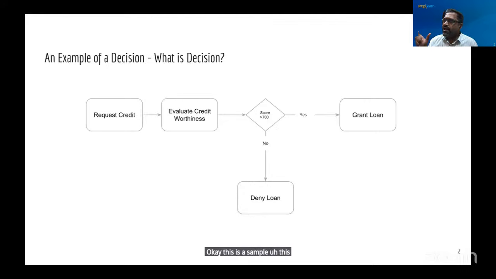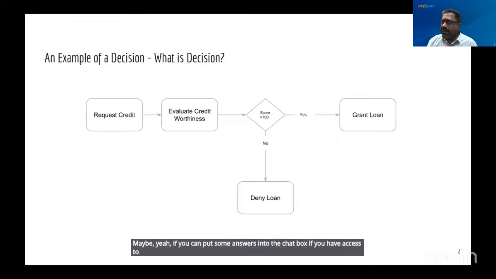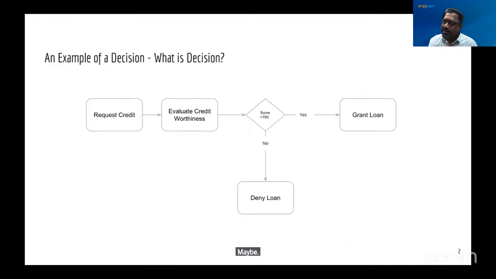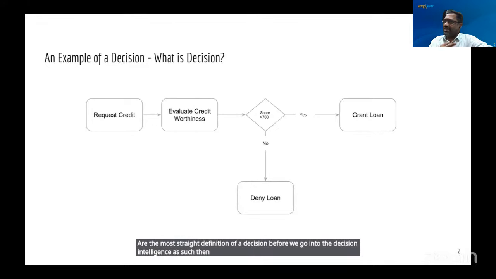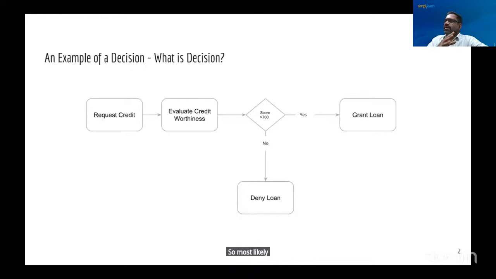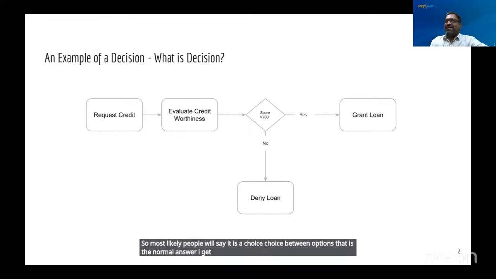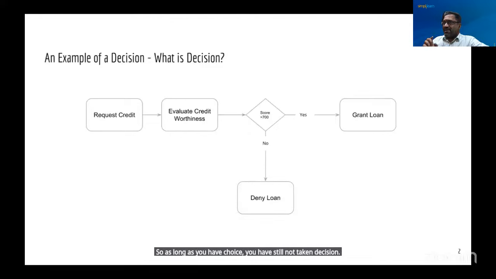But how do we define a decision? Maybe, if you can put some answers into the chat box if you have access to that. I will let you think a little, because what is the simplest, most straight definition of a decision before we go into decision intelligence as such? Most likely people will say it is a choice between options. That is the normal answer I get, but that is not true. As long as you have a choice, you have still not taken a decision. You are not defining the decision actually. You are only defining the choice.